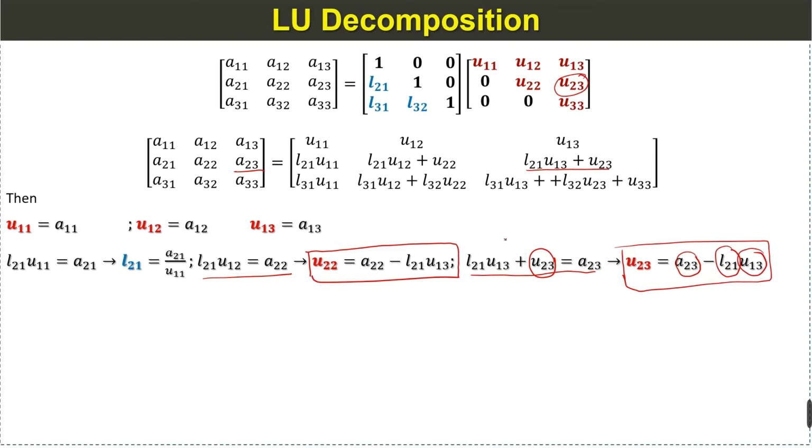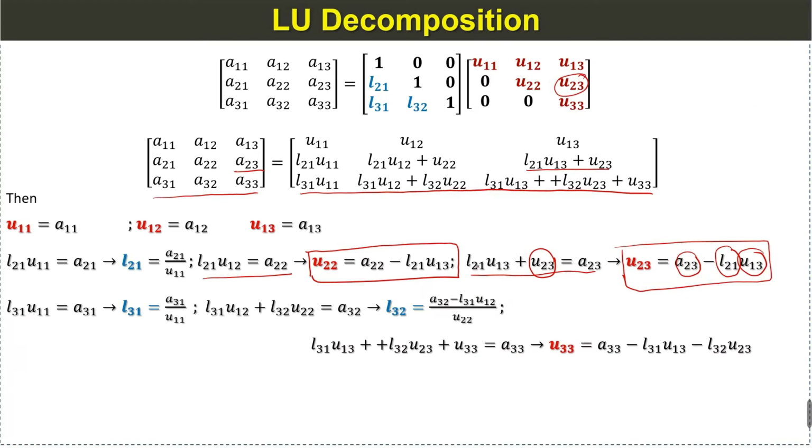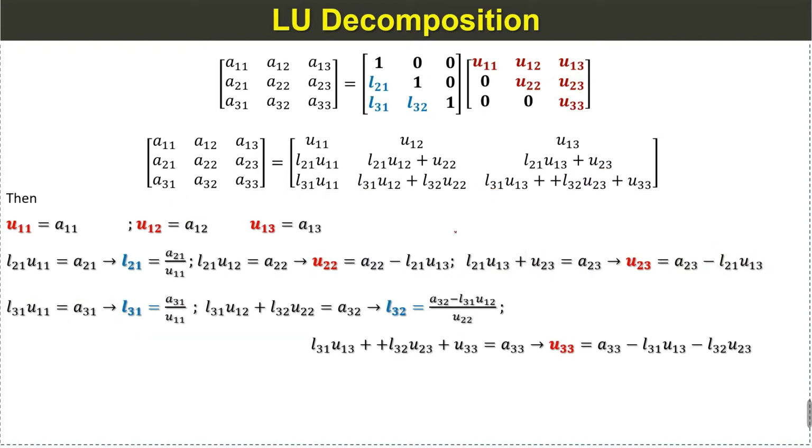Okay, so similarly now we compare the third row of this matrix with the third row of the coefficient matrix, and here we can see that this will be equal to a31. Now we want to find the value of L31, so we rearrange this equation, and after substituting a31 and u11, we will get the value of L31.